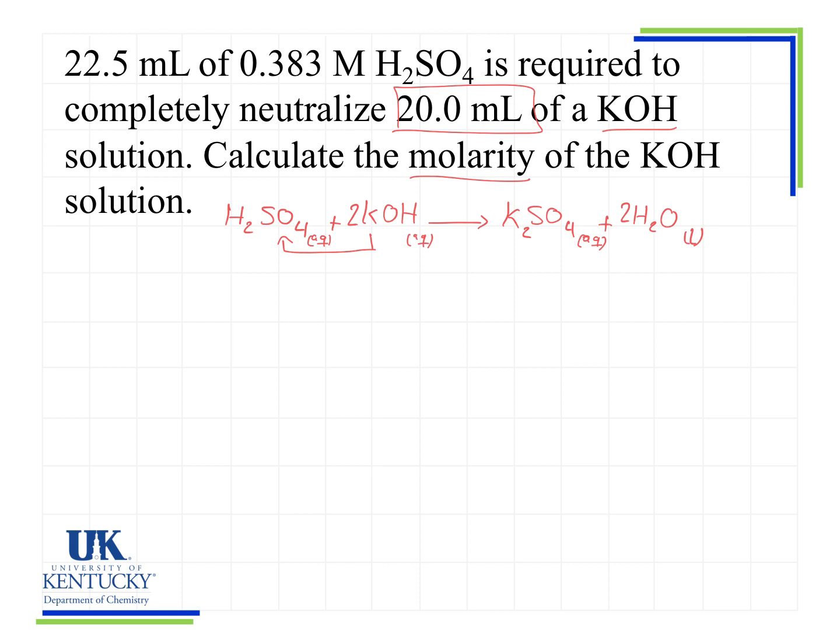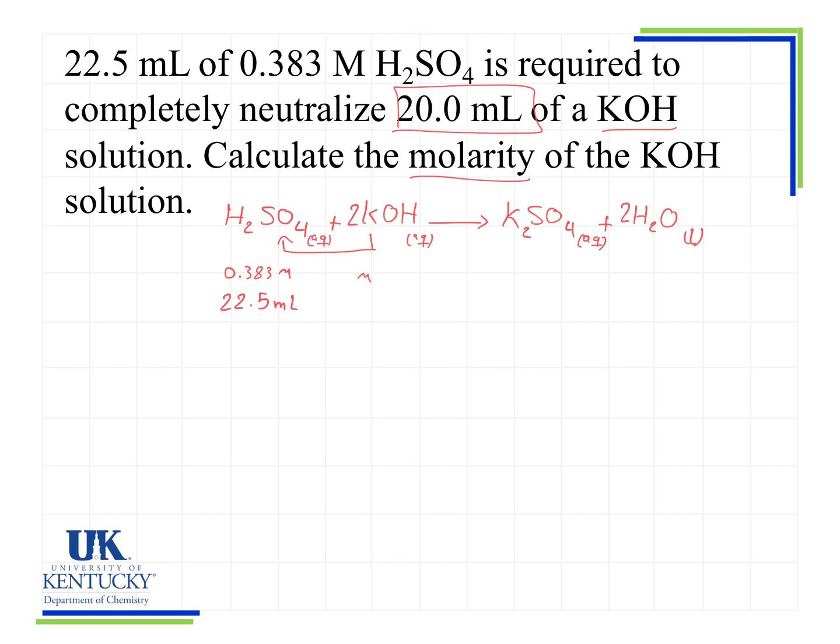Okay, so what do we have? We have the volume for sulfuric acid, so we have 22.5 milliliter of the sulfuric acid. We have the molarity, so 0.383 molar. And what do we want? We want the molarity of KOH, right? So how can we relate these two together? We have to go over the mole bridge, right?